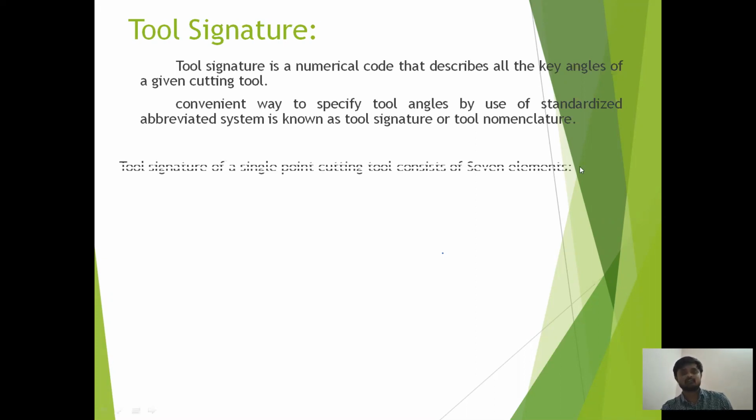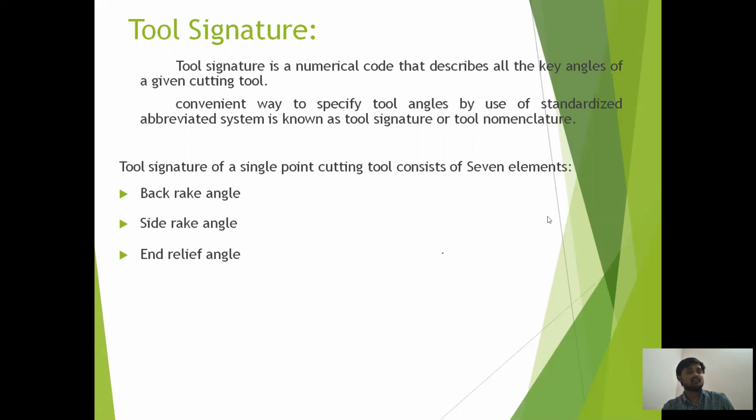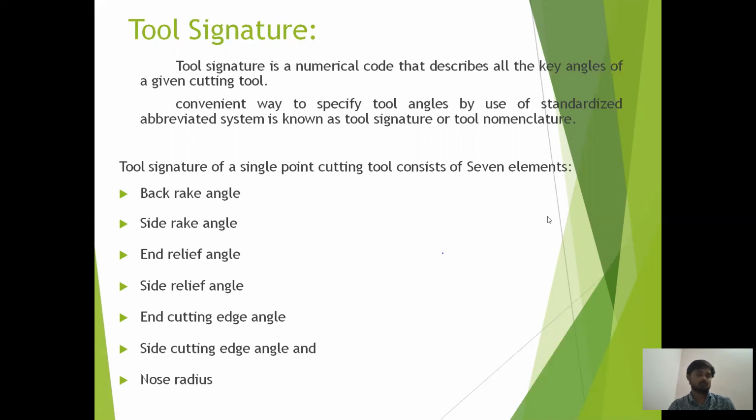The tool signature of a single point cutting tool consists of 7 elements. We'll see what the 7 elements are. First is the back rake angle, then side rake angle, end relief angle, side relief angle, end cutting edge angle, side cutting edge angle, and nose radius. You have to follow the same order only. Don't change the order. So the tool signature contains all these 7 elements.